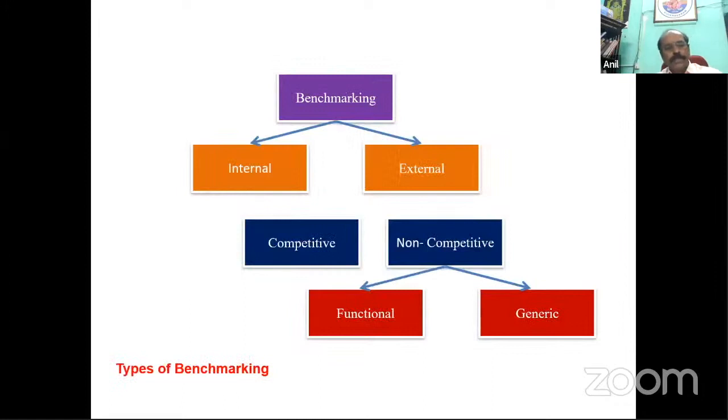These are benchmarks. Benchmarks are very important for your quality assessment. Criteria-wise benchmarks must be there. The types of benchmarking are functional, generic, non-competitive, competitive, external, and internal. These are different types of benchmarking. So the IQAC team should check whether criteria-wise benchmarks are there. If any gaps are there, you have to fill the gaps. And finally, you have to get all the required benchmarking in your assessment.